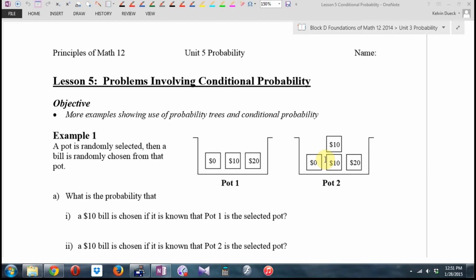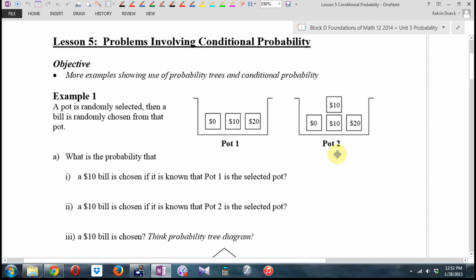If instead of saying, tell me what happened, what if I tell you what happened on the second event? Can you figure out which branch we came down to get there? We're going to build Example 1. A pot is randomly selected, and then a bill is randomly chosen from that pot.